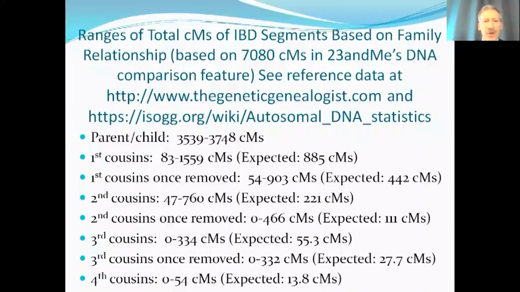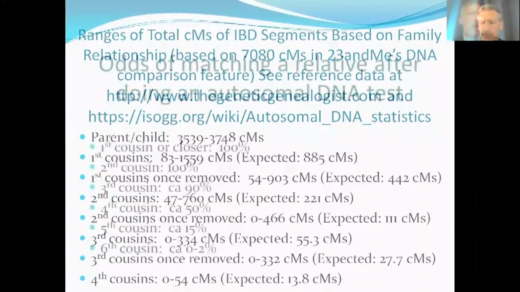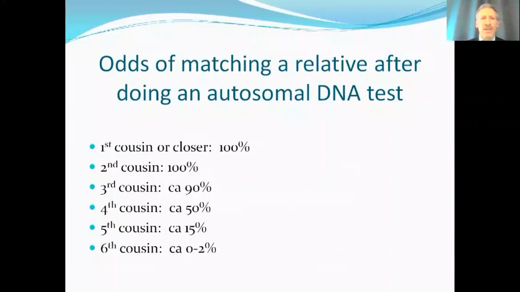Finally, when you get out to more distant relationships, such as fourth cousins, you can share as much as 55 centimorgans or possibly even more in some cases. And of course, you can share nothing with a fourth cousin as well. The odds of sharing DNA with any specific relative get less and less the more distant the genealogical relationship.